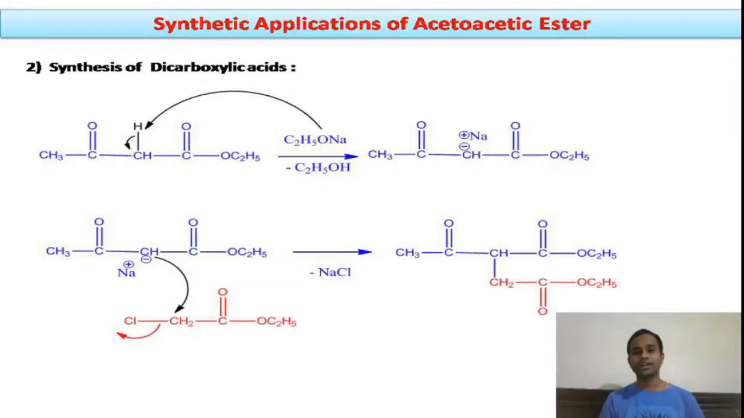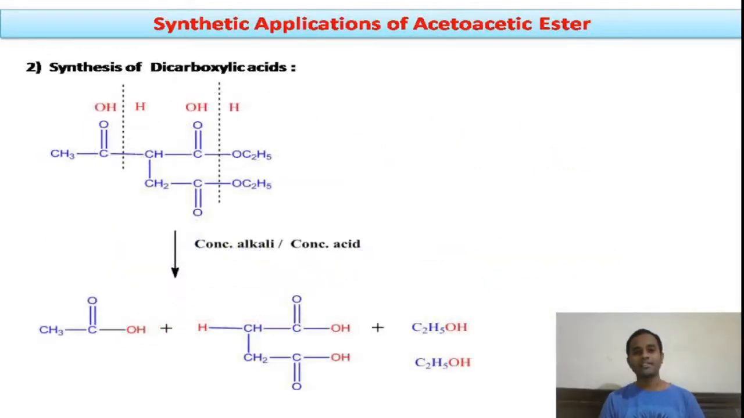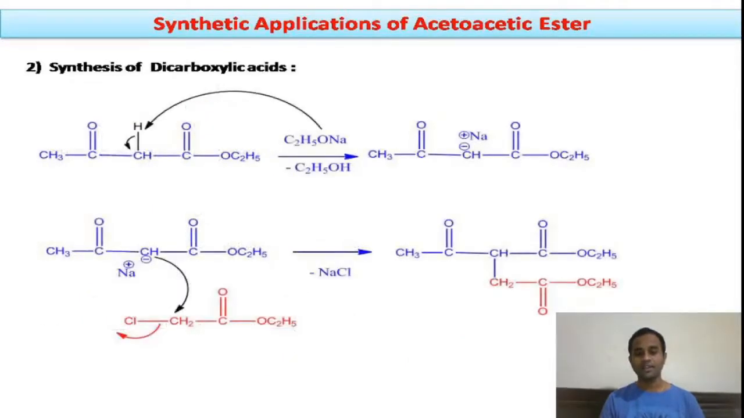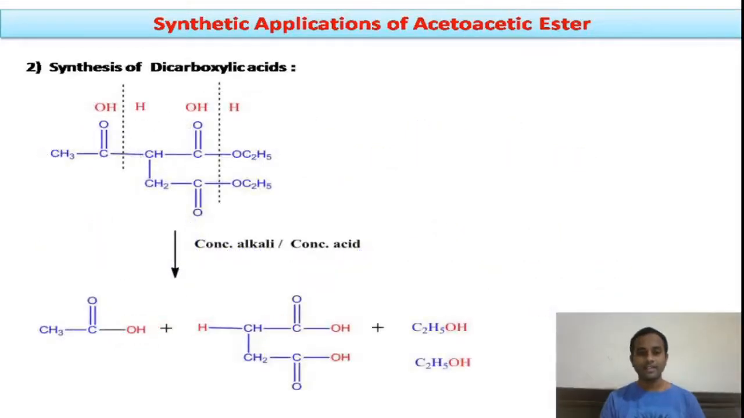ester substituted acetoacetic ester, upon acid hydrolysis in presence of concentrated alkali and concentrated acid, we will get this dicarboxylic acid as the main product. This name is succinic acid, right? In this, it is always noted that acetic acid and ethanol are the side products, right? When we hydrolyze this previously obtained product in acid medium, we will get the dicarboxylic acid as the product, which is succinic acid.